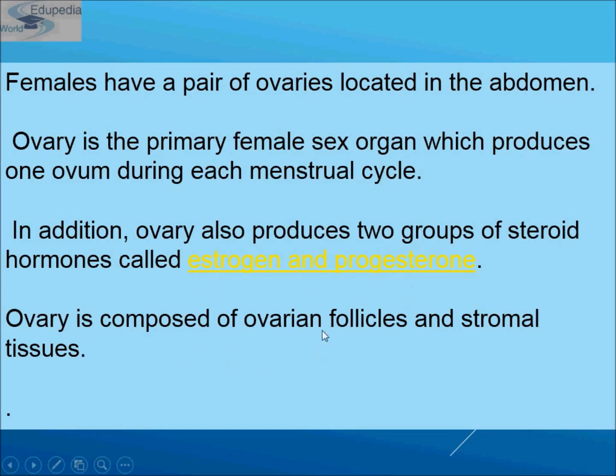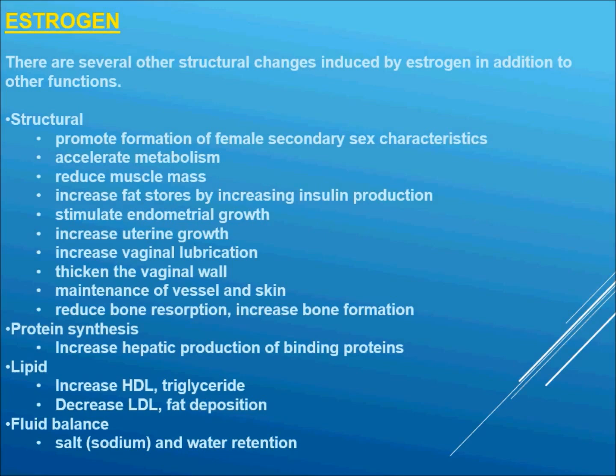Ovaries are composed of ovarian follicles and stromal tissue, which I have already taught you. Okay. And please note that ovary is a word derived from the Latin word ovarium, which means egg. Now, as I told you, ovaries produce two hormones. And which are those? Estrogen and progesterone. Okay.